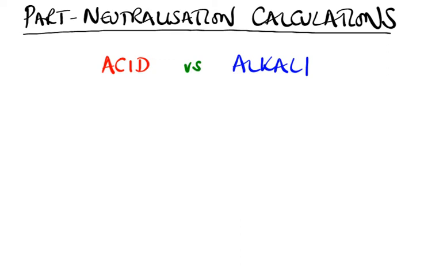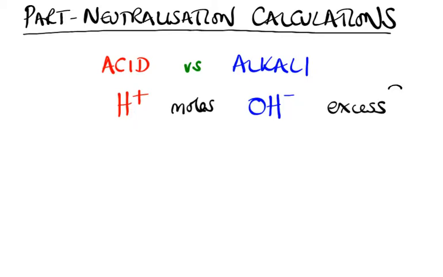This video will aim to explain what I refer to as part neutralisation calculations. So this is where we've normally got some strong acid, some strong alkali, we add samples of them together and we need to work out the resultant pH. What we need to do to start with is to look at how many hydrogen ions we've got and how many hydroxide ions we've got, and we need to do this in terms of moles, which probably means that we're going to do concentration times volume, and what we need to decide is which of them is in excess.